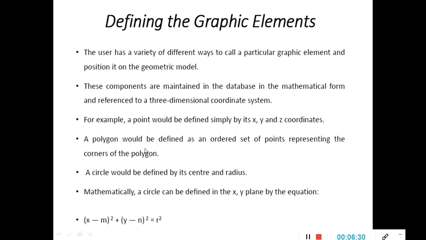If you have the values of the x, y, z coordinates, you can easily define the point somewhere else in the graphic package. A polygon would be defined as an ordered set of points. Similarly, this is another example: constructing a polygon with an ordered set of points, joining the lines at the corners. A circle would be defined by its center and radius. Once the center and the radius are known, the circle can be defined with the help of a graphic package. Mathematically, a circle can be defined in the x, y plane by its equation (x minus m) squared plus (y minus n) squared is equal to r squared. This is the way to define the circle in the graphics package.